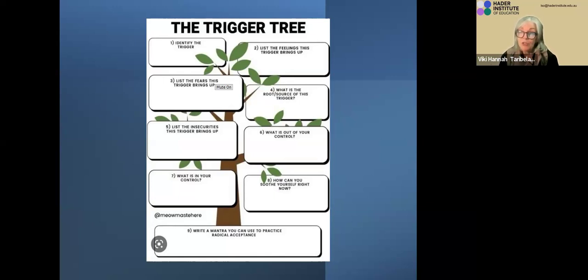So what is in your control? What is out of your control? And then how can you soothe yourself right now? So like I said, one of the clients got the breathing thing done by a learner. That was amazing. Love that. But there's other things too, even just the energy you bring into that space or the things that you've got around you.